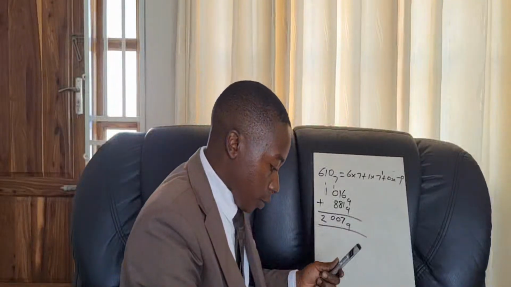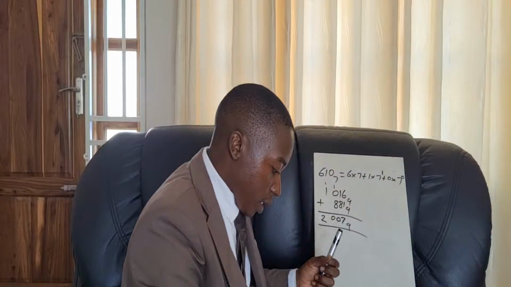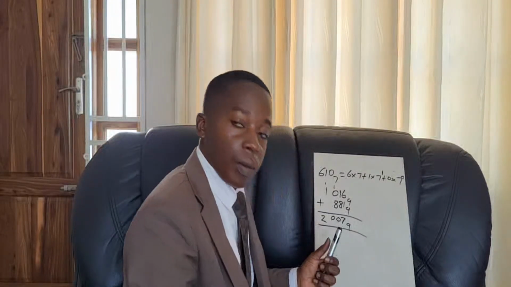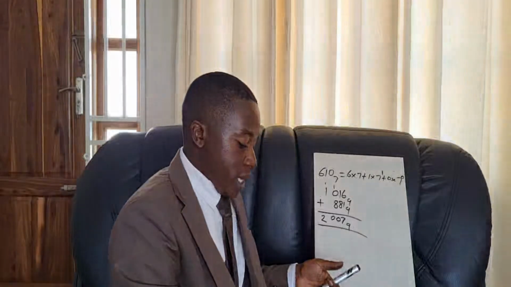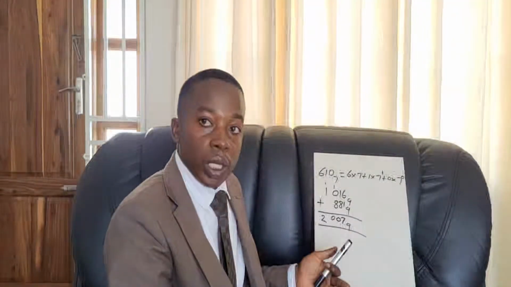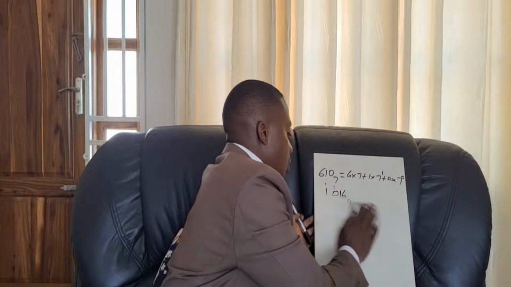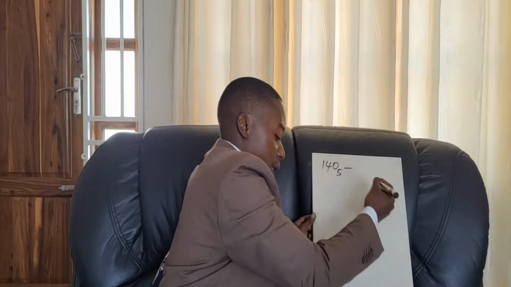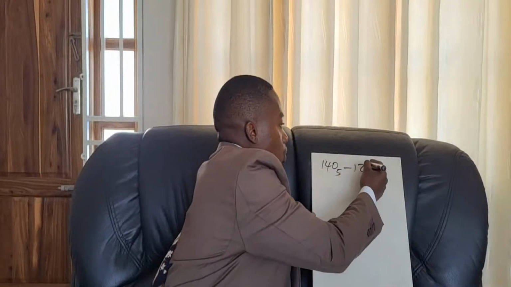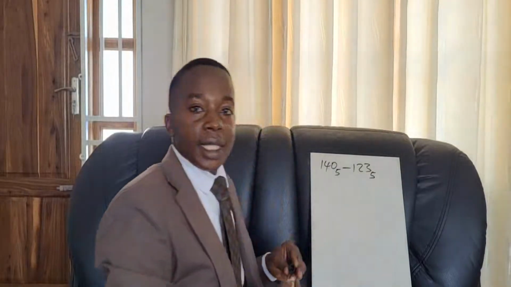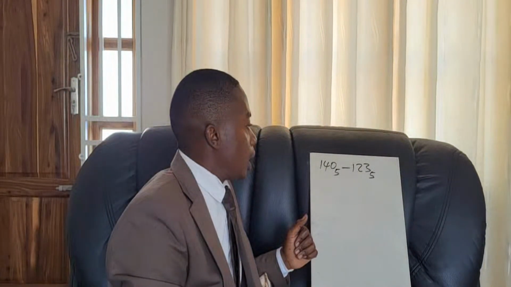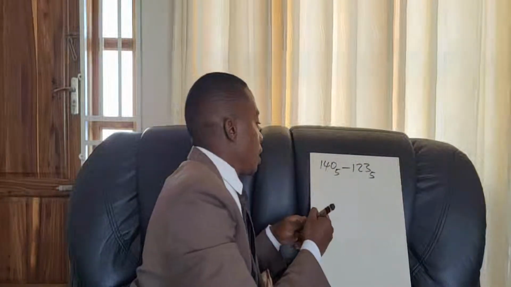Evaluate this, giving the answer in base 2. In this case, I advise you to convert it to base 10, then subtract, then change it to base 2. Here they want us to evaluate 1, 4 base 5 minus 1, 2, 3 base 5. Give the answer in base what? In base 2. So we rather change to base 10 first.